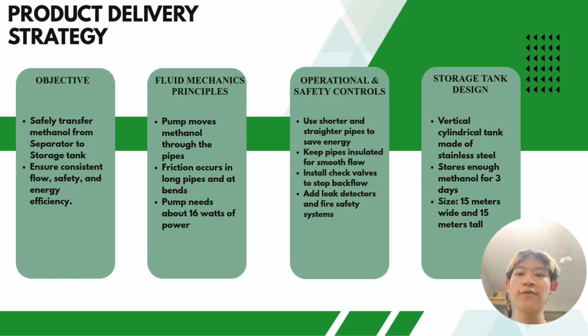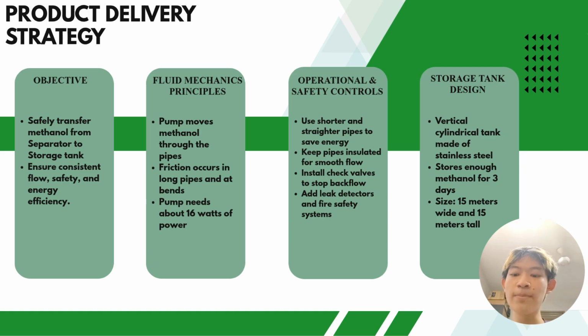Our delivery strategy for methanol focuses on safety and energy efficiency. We design the piping to be short and straight to minimize friction, and specify a large 0.25-meter diameter pipe for the final transfer line to further reduce pressure drop. For safety, we've included check valves to prevent backflow and a critical leak detection system due to methanol's flammability. The calculated pump power required is highly efficient at just 16 watts. Finally, the product is stored in a large 15 by 15 meter stainless steel tank, providing a 3-day capacity. This integrated approach guarantees safe, efficient, reliable product handling.